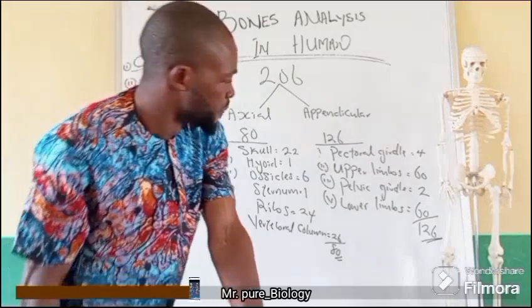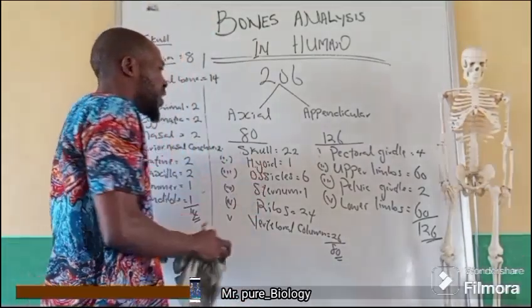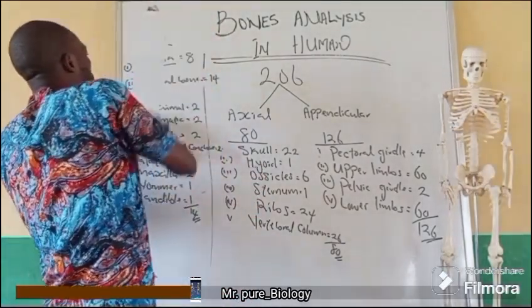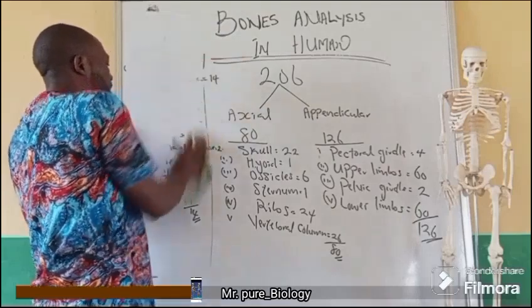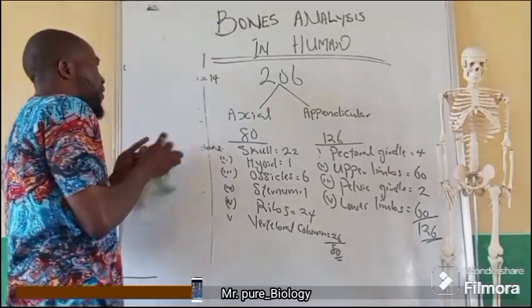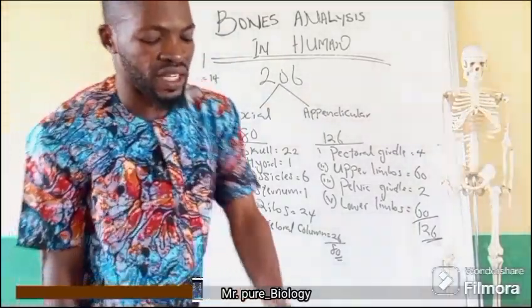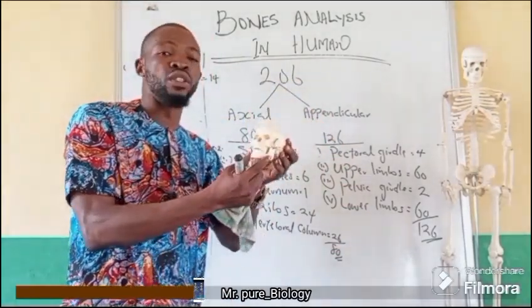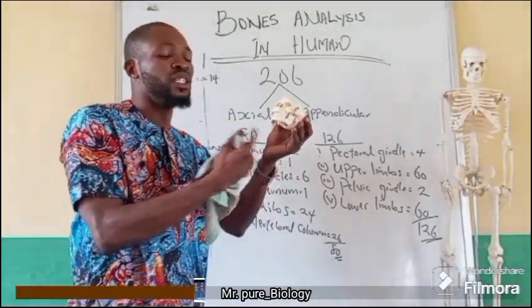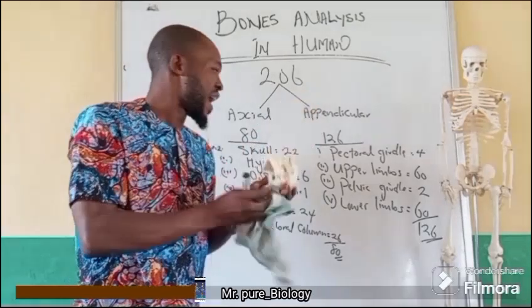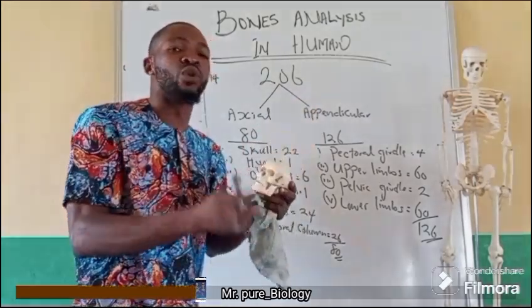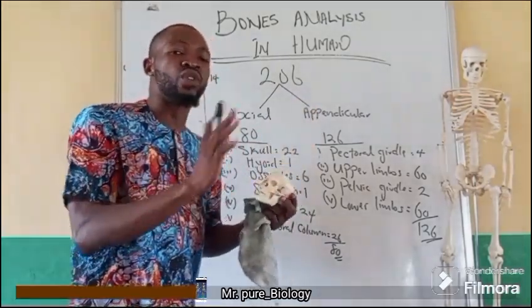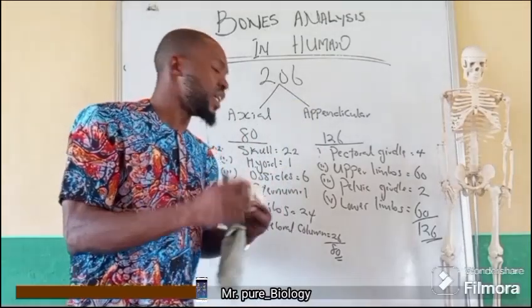Now we move to the next one, which is called hyoid. The hyoid is the bone that is situated inferior to the mandible. The major function of the hyoid is to provide protection for the trachea and the tongue. We also refer to it as the only free floating bone that does not attach to any other bones in the body.